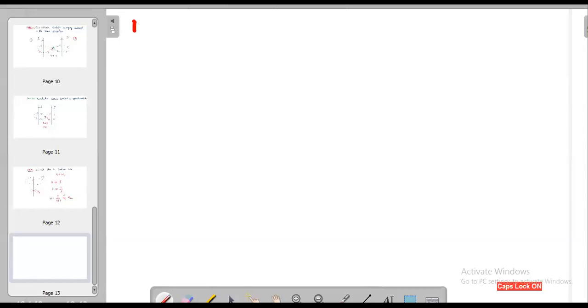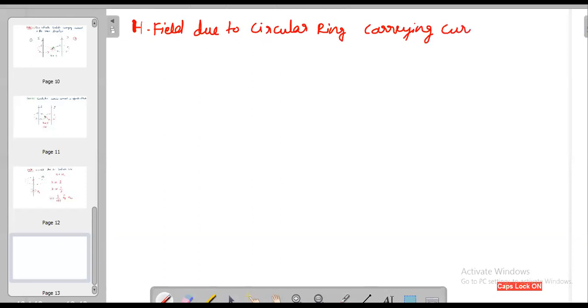So next, magnetic field due to circular ring carrying current I. The magnetic field due to circular ring carrying current I.